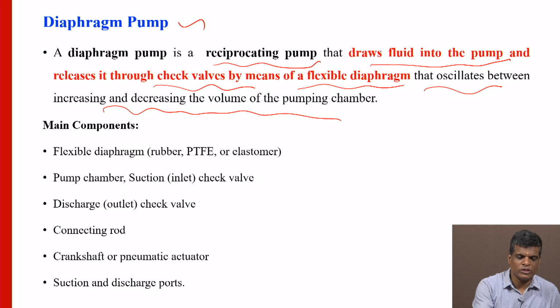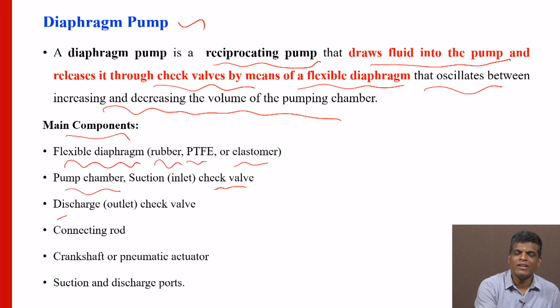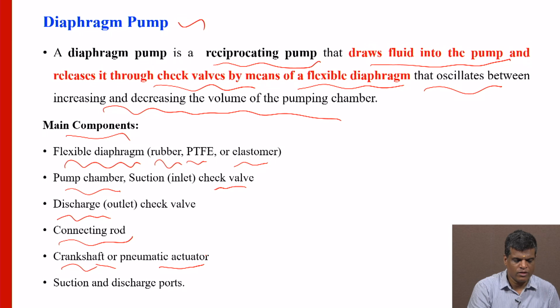So what are the main components here? The diaphragm, which is flexible, made of rubber, PTFE, or elastomer. Then the pump chamber, the inlet check valve, and the outlet check valve for discharge. Connecting rod is here, then shaft, crankshaft we call it here, or pneumatic actuator, and suction and discharge ports also there. These are the different main components of the diaphragm pump here.